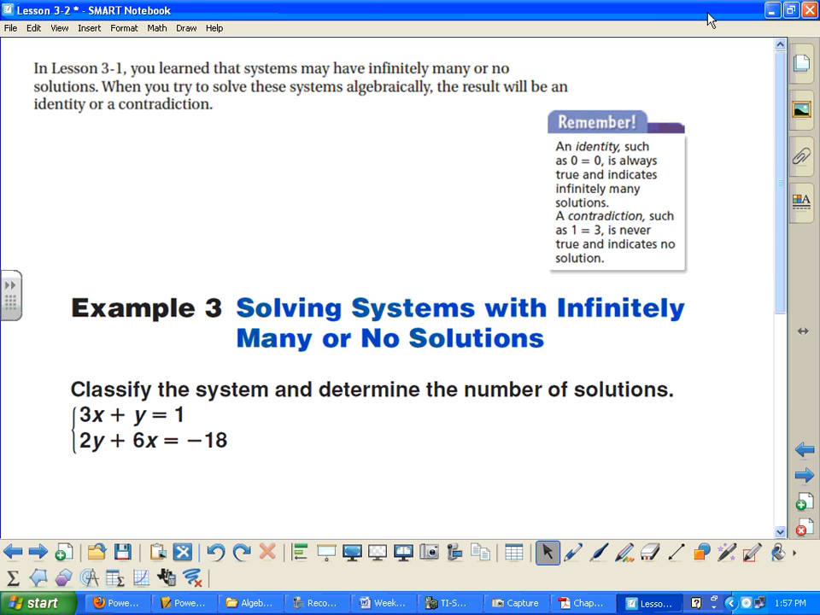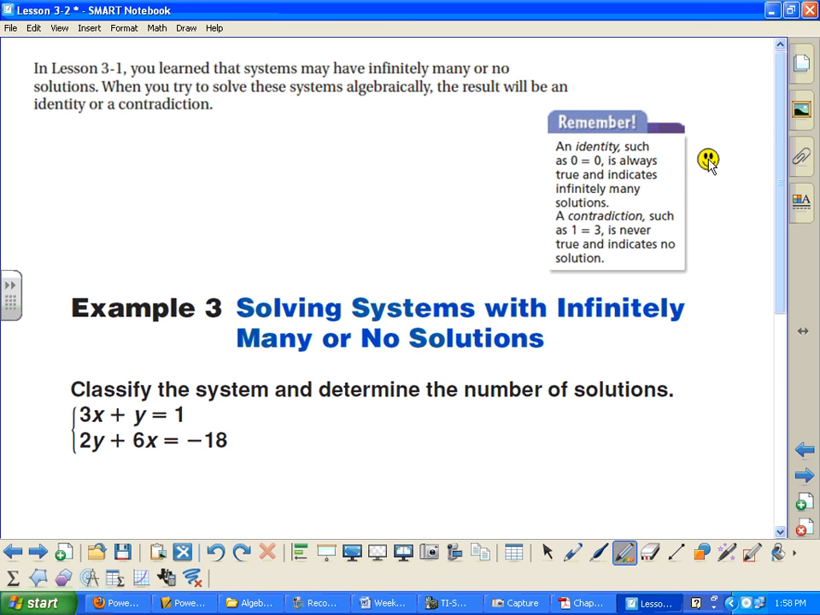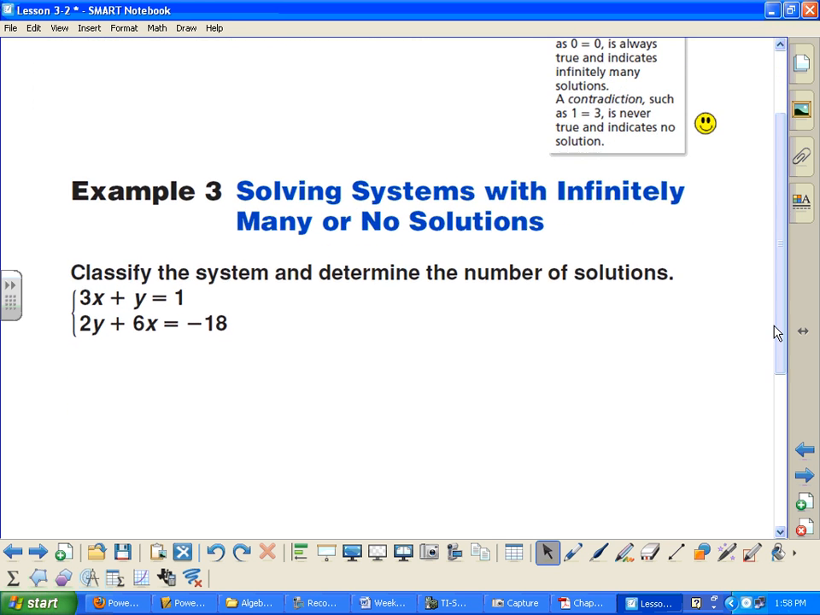Now we have two different things that could happen with elimination. We can get an identity, such as 0 equals 0, or we could end up with a contradiction, which is what we had on the test yesterday, or on Friday. There were a couple of different problems that were contradictions. You couldn't do them, so there was no solution. So we're going to use elimination to classify these systems and determine the number of solutions.